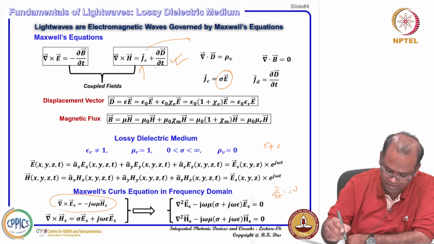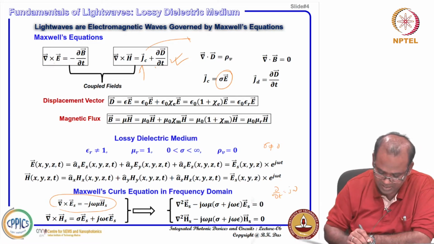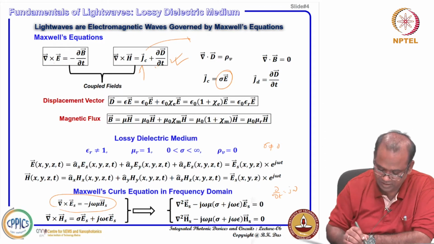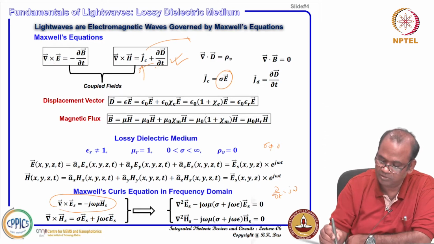And from this one we can write sigma E s will be there also, and j omega epsilon E s will be there. So, this one, del t again, j omega epsilon s, and this one equal to, simply we are writing this value.